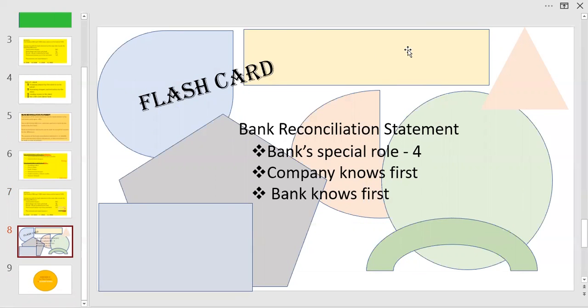Dear students, we have attached a flash card. By looking at it, try and see whether you can visualize the lessons we have learned.